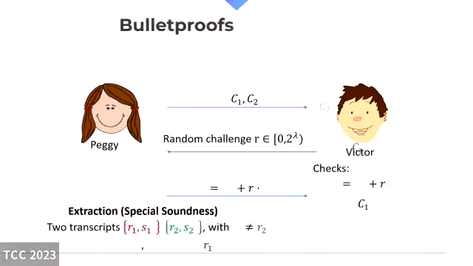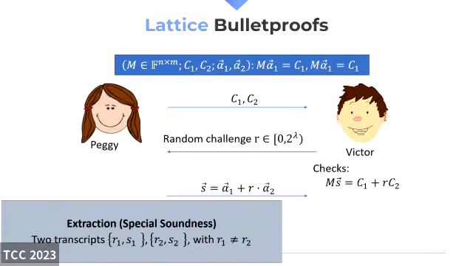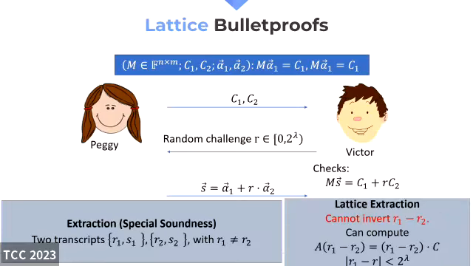So the protocol has special soundness, but what if we try to transfer this to a lattice setting? So let's try to do kind of the same style of analysis. Again, we have two transcripts. However, one problem here is that suddenly we cannot invert anymore. We're not in a prime order group anymore, so we cannot simply invert the challenges, which doesn't allow us to compute the witness directly.